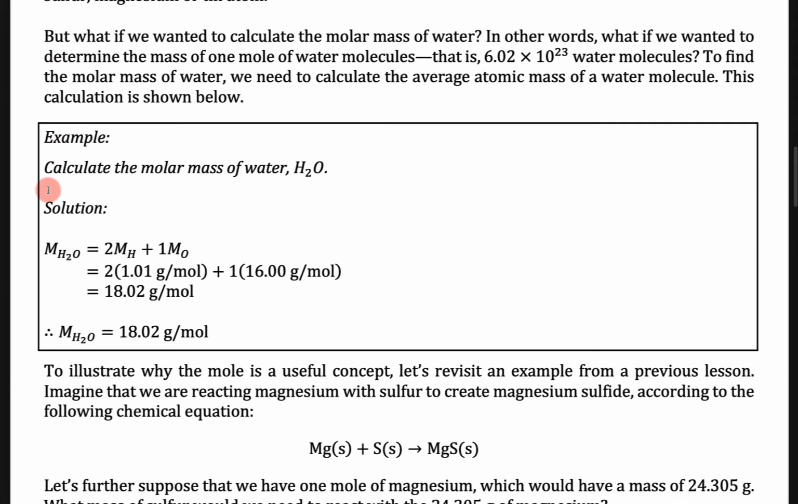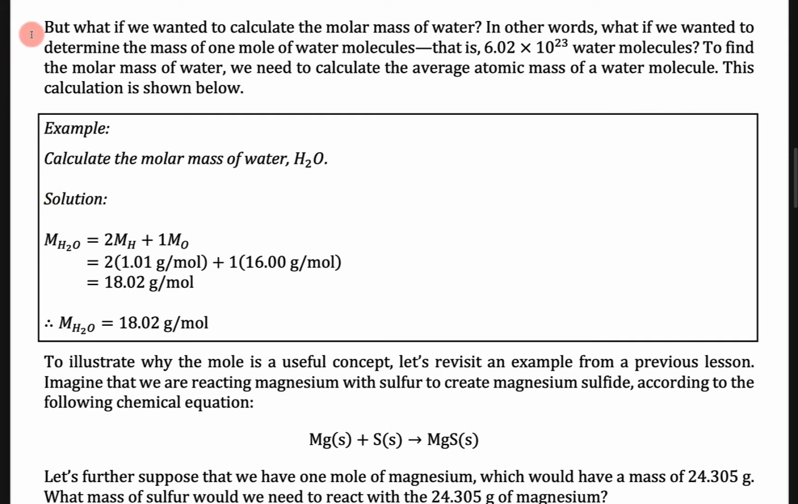But what if instead we wanted to calculate the molar mass of a compound? So let's say that we wanted to calculate the molar mass of water. So we wanted to figure out what the mass would be of 1 mole of water molecules. In other words, what is the mass of 6.02 times 10 to the 23 water molecules? Well, to do this, we simply need to calculate the average atomic mass of a water molecule.